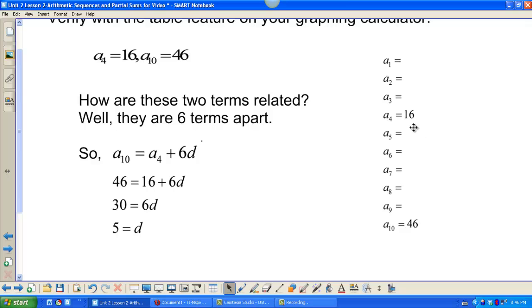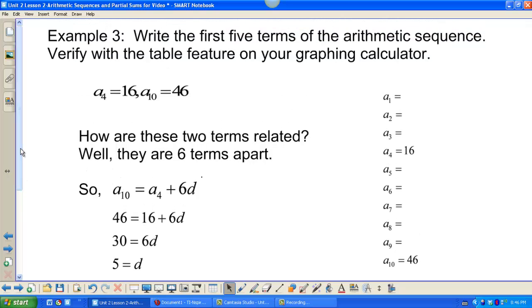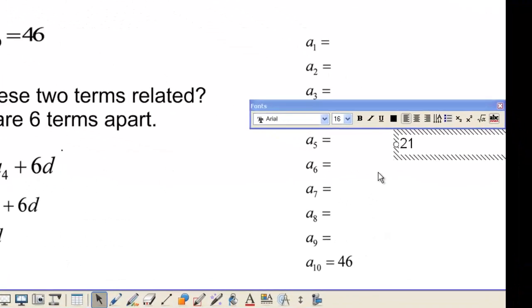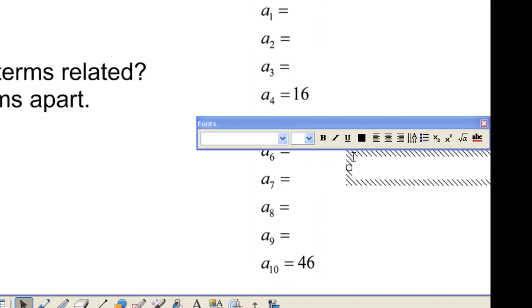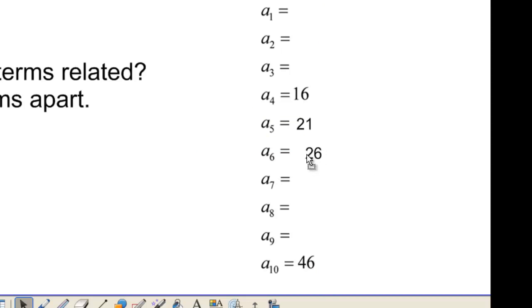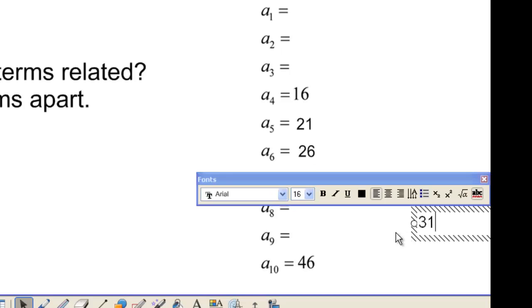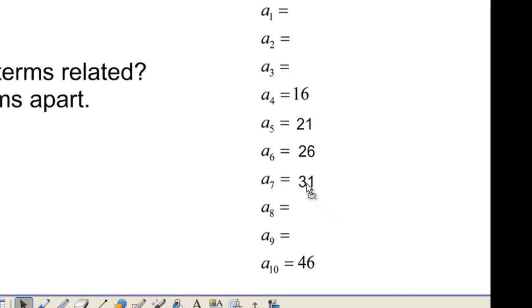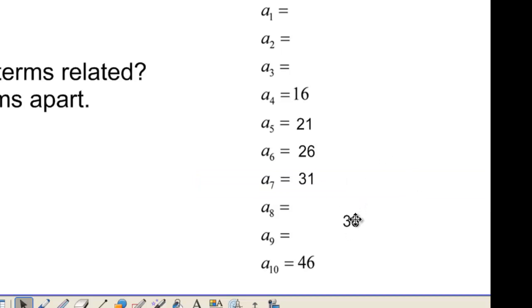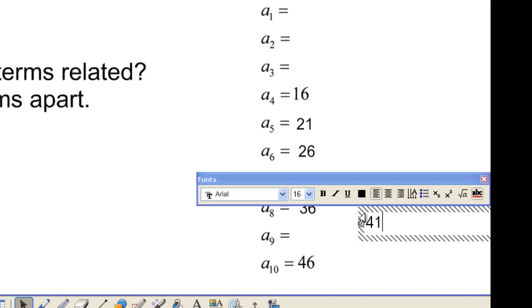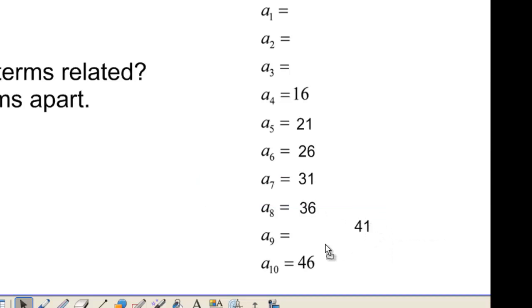So now that I know the common difference is 5, if I went ahead in the sequence, and I know that the question asks for the first 5 terms, but just to kind of fill in the blanks for you, 16 plus 5 gives me 21, so that would be the 5th term of this sequence. Add 5 to that, and I would get 26. So that would be my 6th term. Then if I add 5 to that, I get 31. So 31 is my 7th term. In order to get the next term, I would add 5, which would be 36. And you can see kind of the pattern of what's going on. The next number would have a 1 in the ones place, so it's going to be 41.